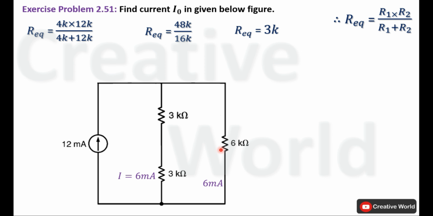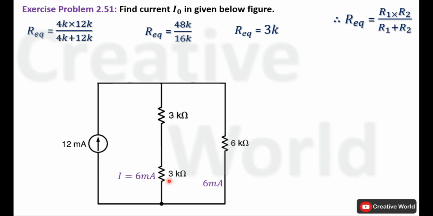If there are more than two equal parallel connected resistances, the current will be divided by that number of resistances. In our case, two resistances with the same values were connected in parallel. That's why this current is divided by 2. And each branch has the same amount of current, 6 milliampere.